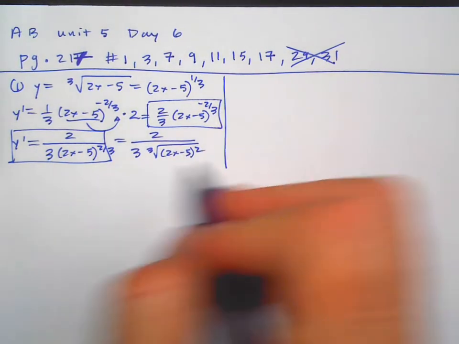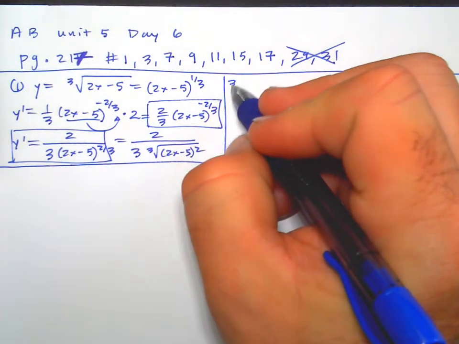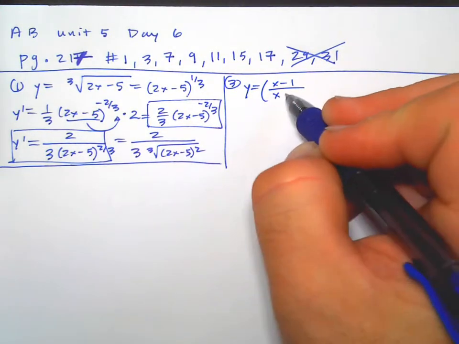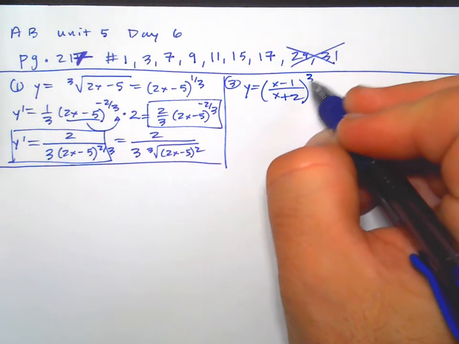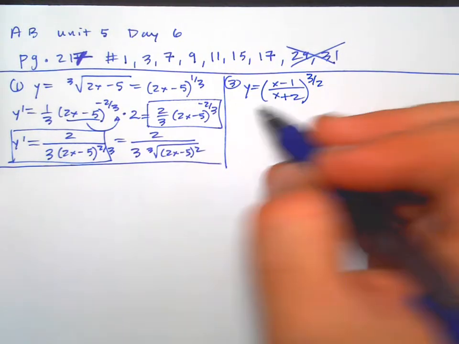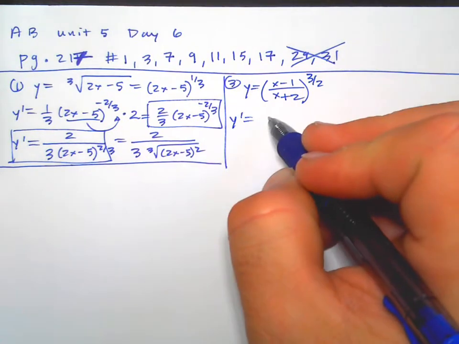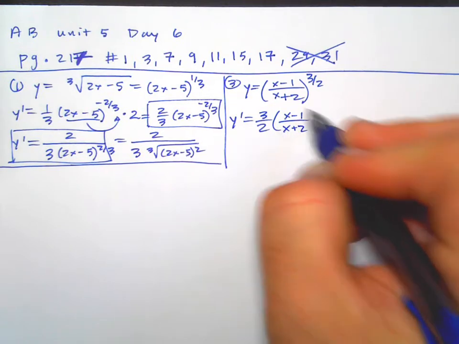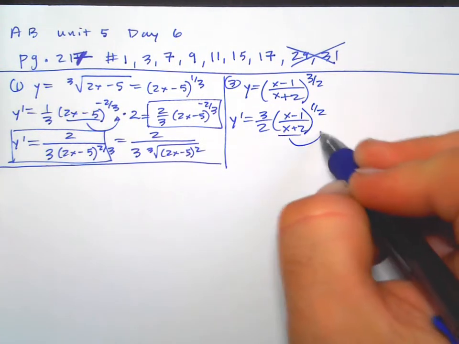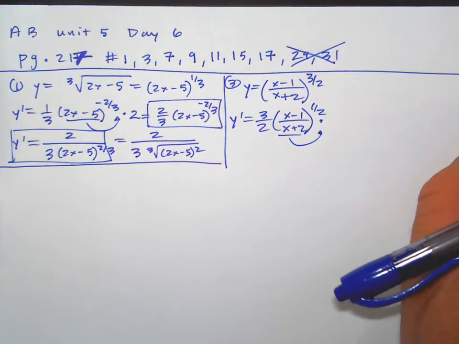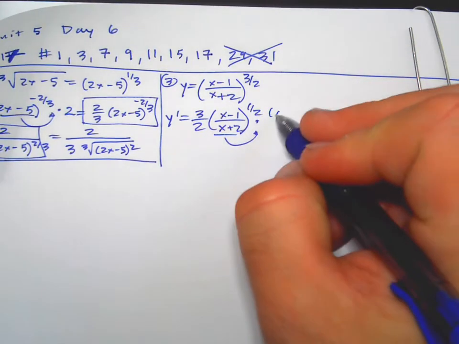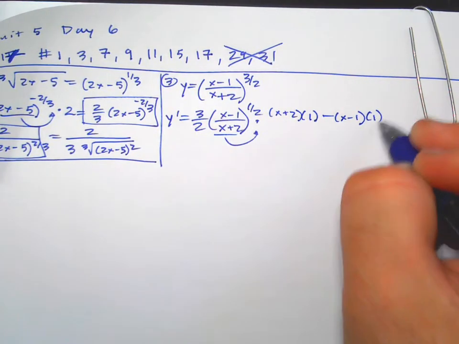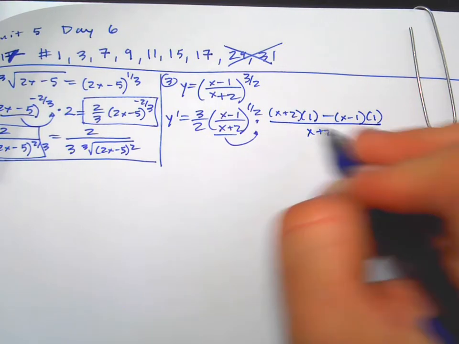So on number 3, y equals parentheses x minus 1 over x plus 2, to the 3 halves. So I think we just got to go with this. Y prime equals, and so the outer derivative is the power rule. Leave the inside the same. Decrease it by 1, and then you got to multiply by the derivative of what's inside, which is going to be a big quotient rule. So it's going to be low d high minus high d low all over low squared.